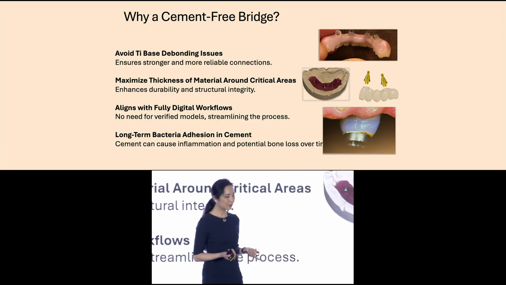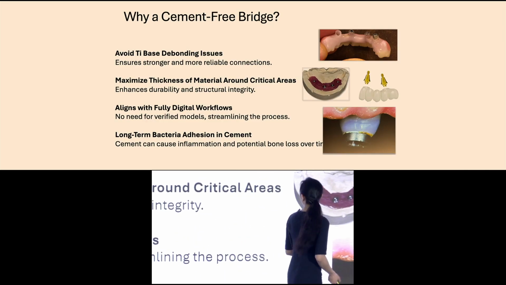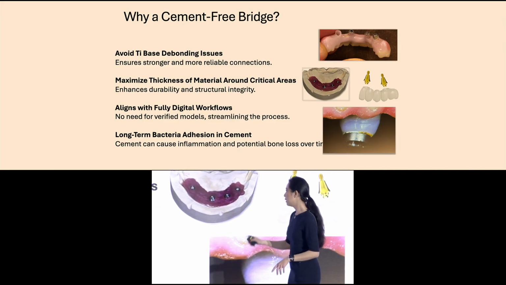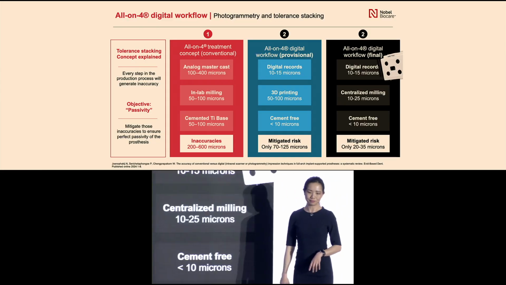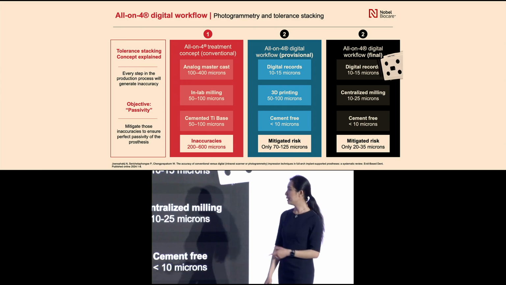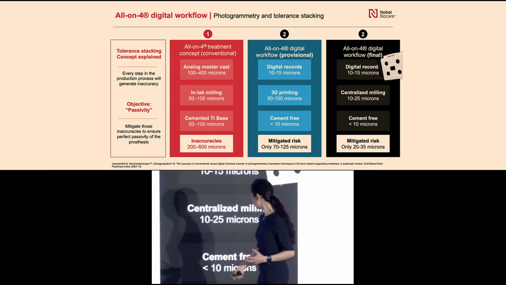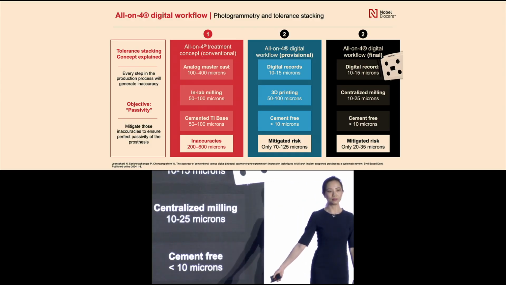Because we don't want to deal with debonding, even as a result of the slight misfits. We don't want to deal with any kind of additional complications, and we want to basically make sure everything is as passive as possible. So again, it takes us back to tolerance stacking and what we're trying to accomplish. We're trying to get it down to a passive fit of 20 to 35 microns.